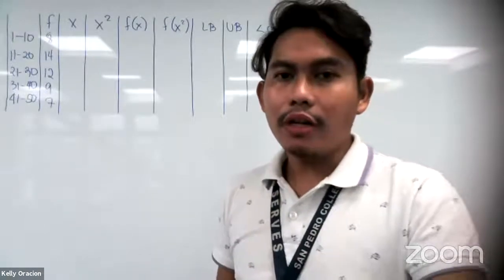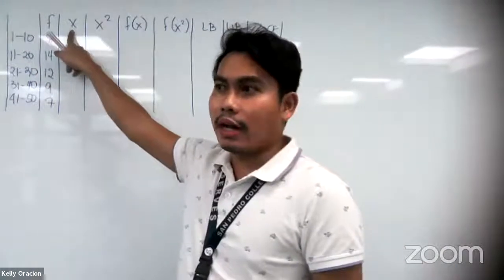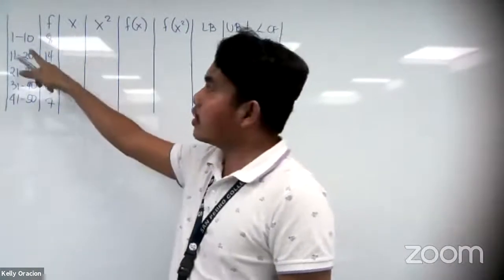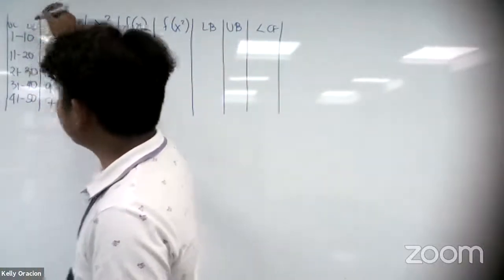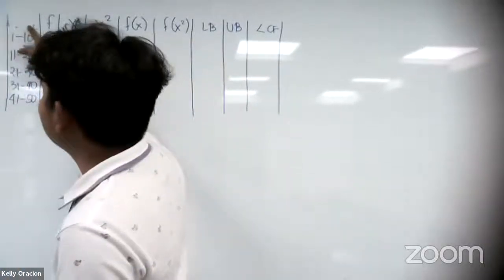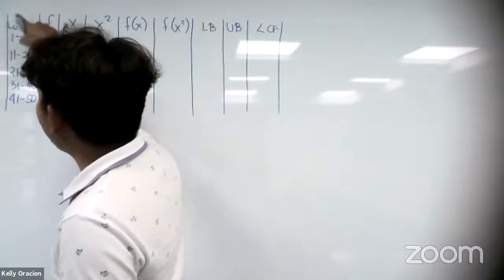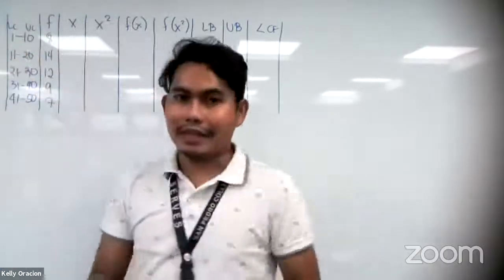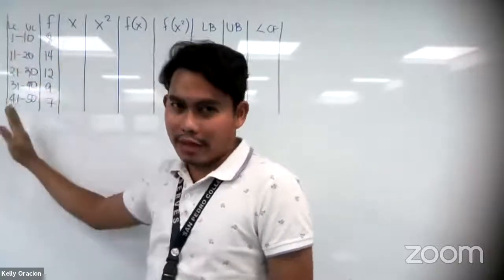So let's start with X. How do we get X? This is the midpoint. Okay? This is the upper class and the lower class. One belongs to the lower class, 10 belongs to the upper class. Okay? This is the lower class, this is the upper class.